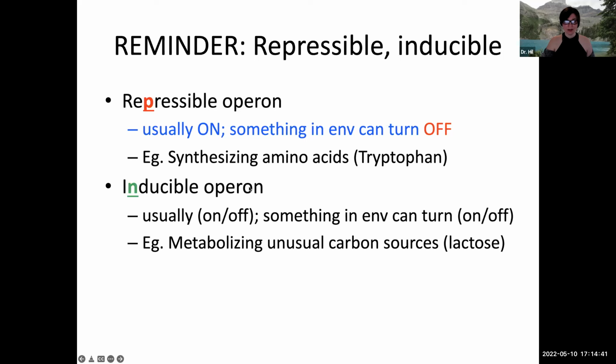Inducible operons contain genes that are usually catabolic. They usually break something down. They're usually on or off, usually transcribed or not transcribed. That's right, they're usually not transcribed. It's something in the environment that has to turn them on. This makes sense because we don't want these genes to be made that metabolize carbon sources unless the carbon source is actually present.